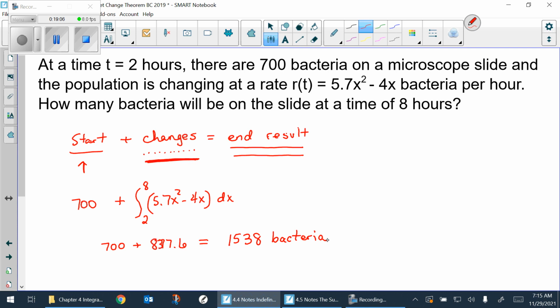So that's how we're going to use the net change theorem, or the total change theorem. What we start with, plus how much things change, gives us the end result. Or the end result minus the change will give us our starting value. And a lot of times they will be asking, what was the initial value of this function?